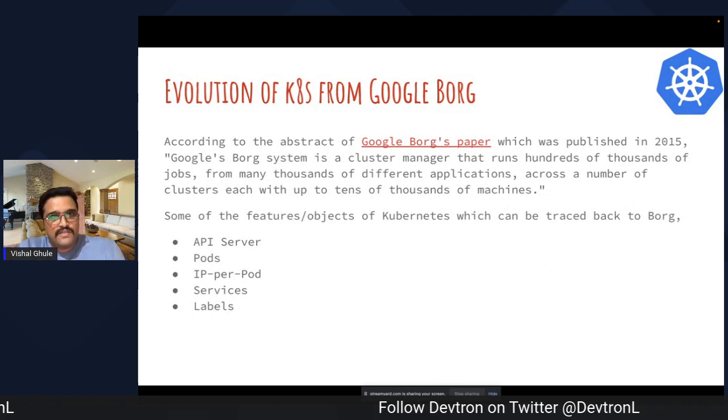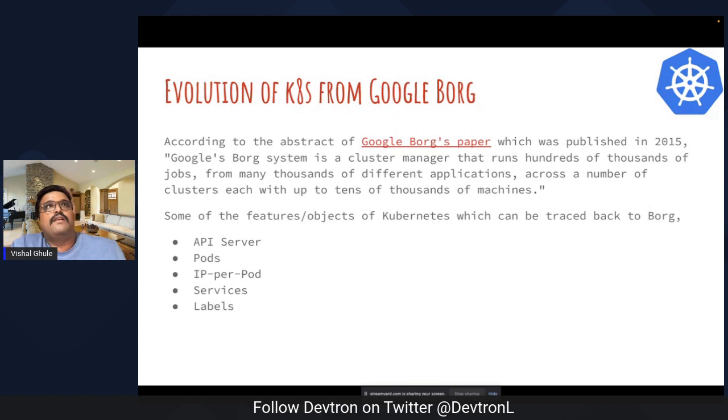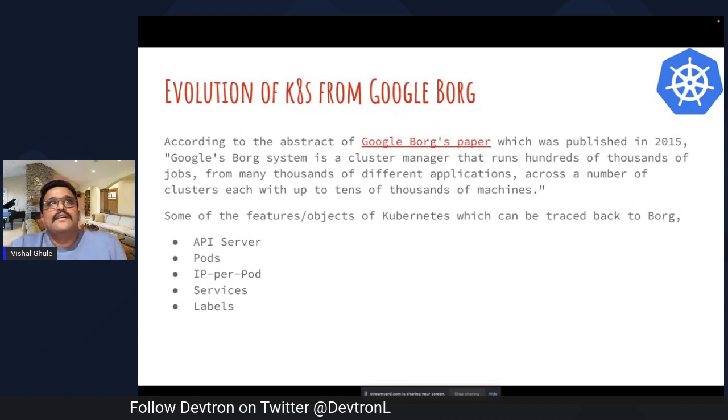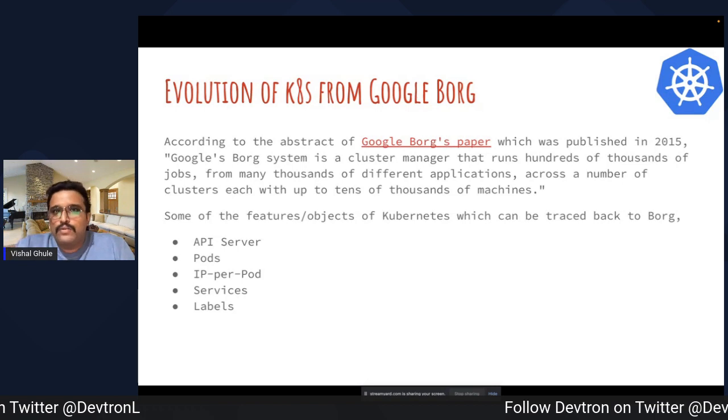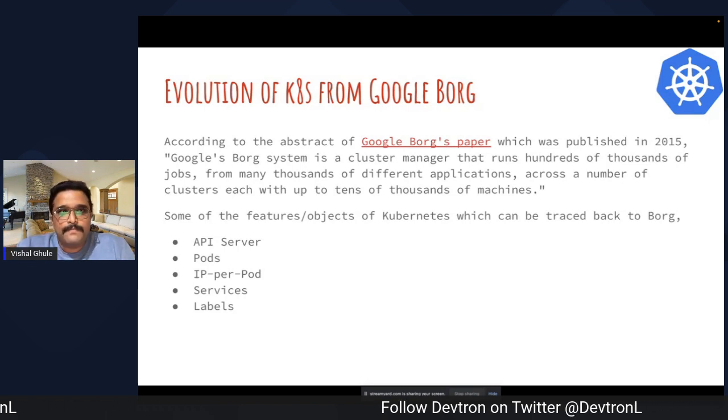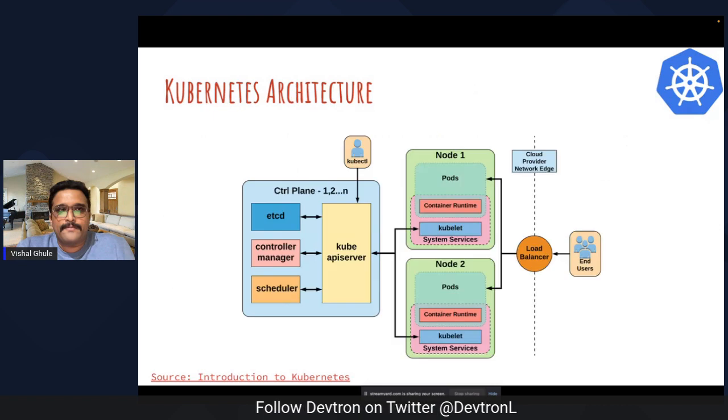The Google Borg system had been there for a long time, and in 2015 Google started developing Kubernetes, which was inspired by Google Borg. So this was the evolution of Kubernetes.